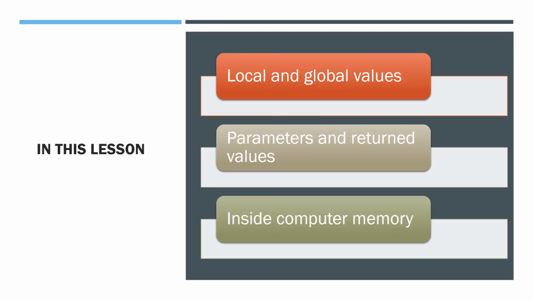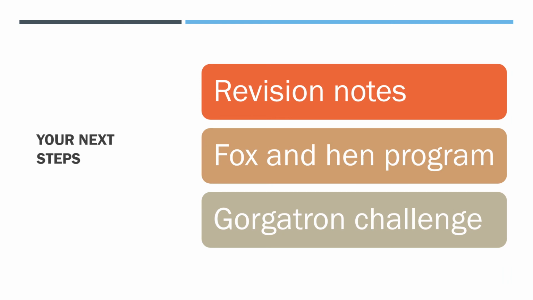So in this lesson, we have looked at the difference between local and global variables. We've learned what parameters and returned values are. And we've looked at what's happening inside computer memory when we use these different types of values. Your next steps are to make sure that you've got good revision notes on these different technical concepts, and to work on the fox and hen program. You can do this by copying what you've seen today, or by closing this lesson and trying to do it on your own.